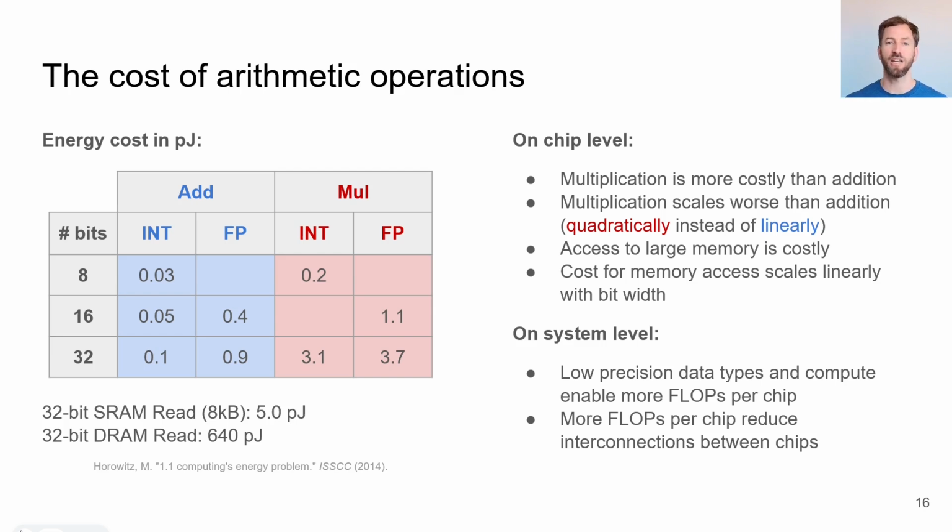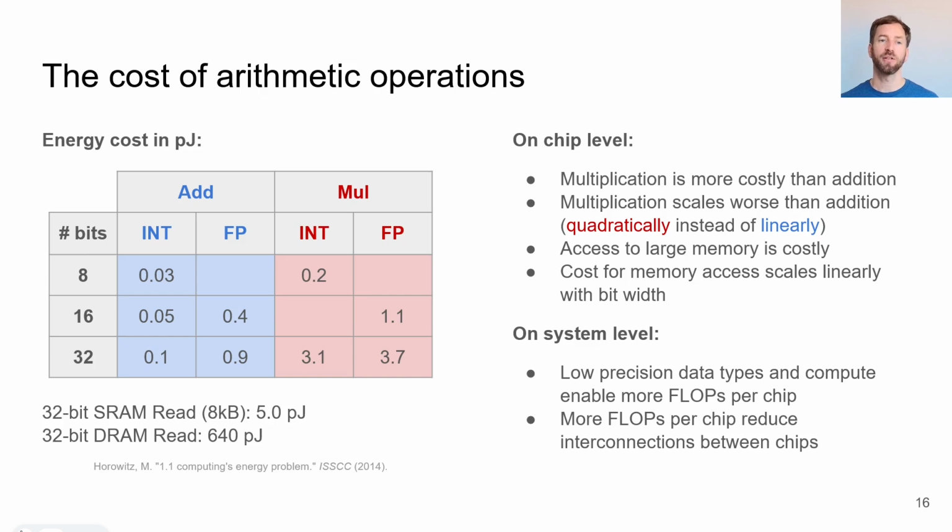Also note that multiplication scales quadratically with the bit width, while addition scales linearly. To give you an example, an 8-bit integer addition requires 0.03 picojoule. If we multiply that by 4, we approximately end up at 0.1 picojoule, as required for a 32-bit integer addition. For multiplication, an 8-bit integer multiplication requires 0.2 picojoule. If we multiply that now by 16, because it scales quadratically, we end up with approximately 3 picojoule, as required for a 32-bit integer multiplication.